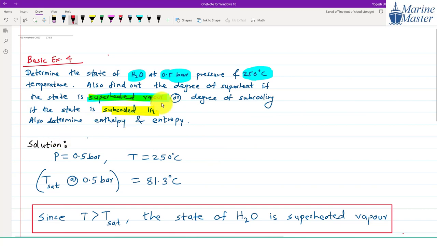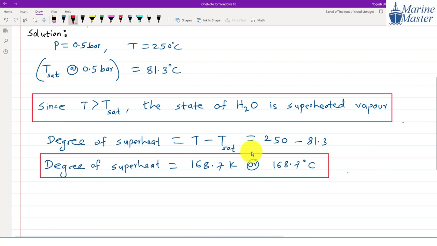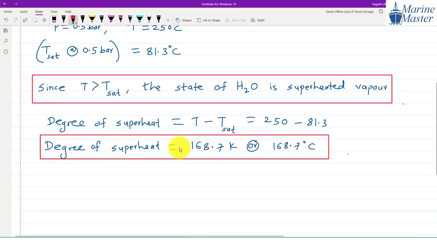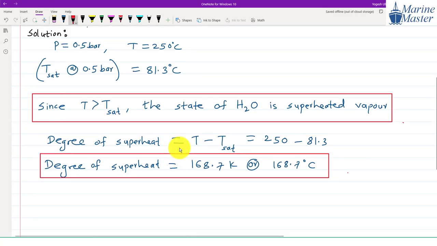Up to this point we have found the degree of superheat. Now what are they asking us next? Enthalpy and entropy. We have to find out enthalpy and entropy, and here we have a superheated state.